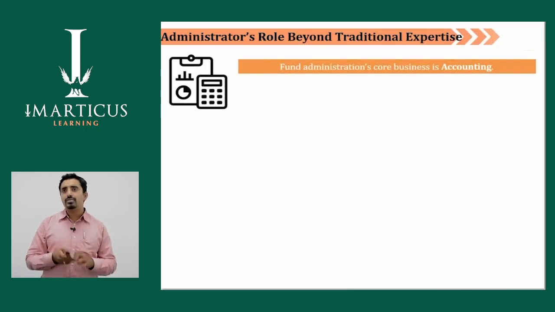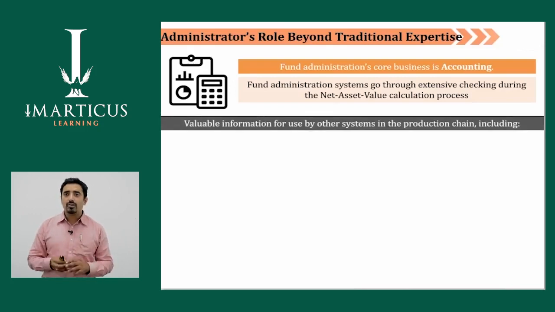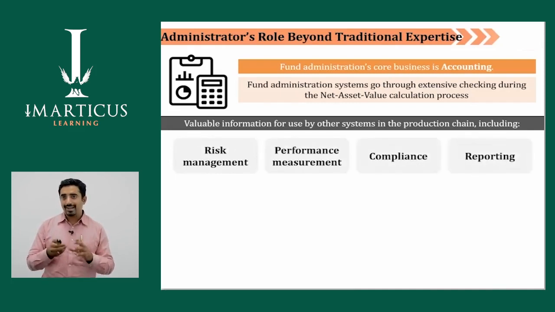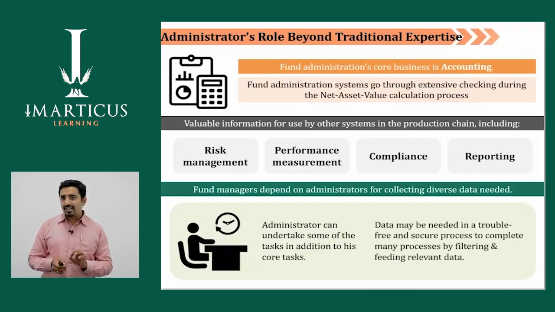Fund administration's core business is accounting. Since fund administration systems go through extensive checking during the NAV calculation process, these platforms have particularly valuable information for use by other systems in the production chain, including risk management, performance measurement, compliance, reporting, and others. As a result, fund managers depend on their administrator for collecting diverse data needed to carry out various tasks. It only gets better when their administrator undertakes some of them in addition to his core tasks. They still need the data in a trouble-free and secure process to complete a number of processes on their own by filtering and feeding the relevant data to other more specialized systems and processes.